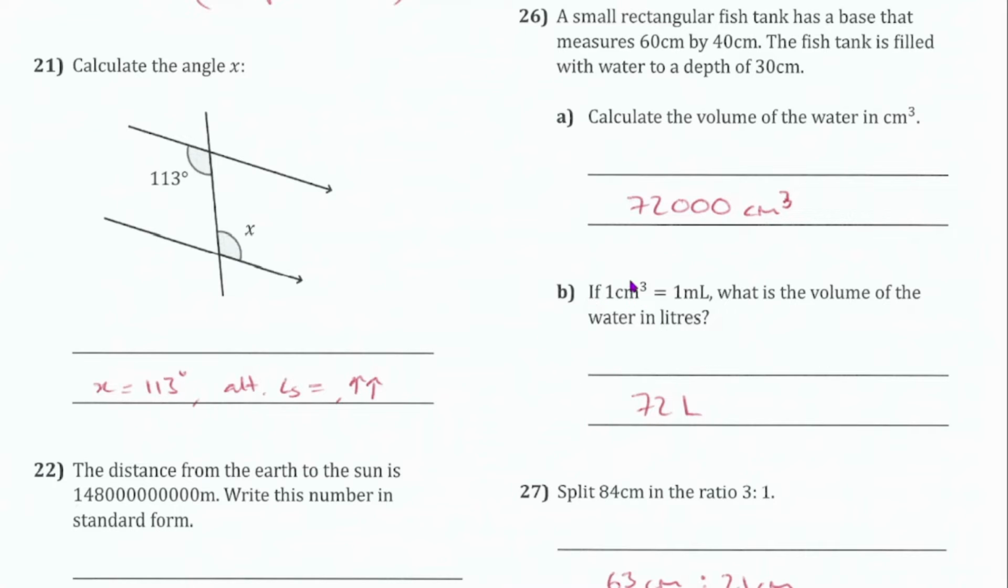Now you're told 1 centimetre cubed equals 1 millilitre, and 1,000 millilitres equals 1 litre. You're asked for the volume of water in litres. So this is going to be 72,000 millilitres. We know that 1,000 millilitres is a litre, so that's going to be 72 litres overall.